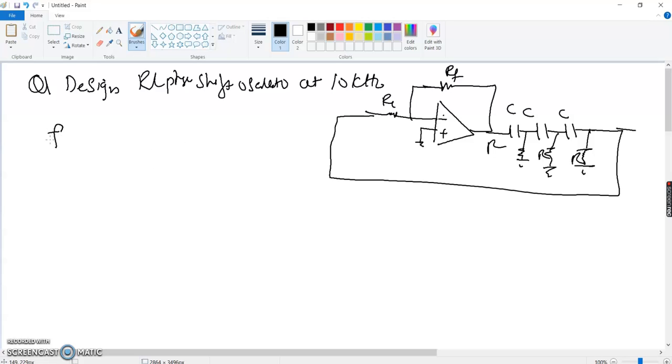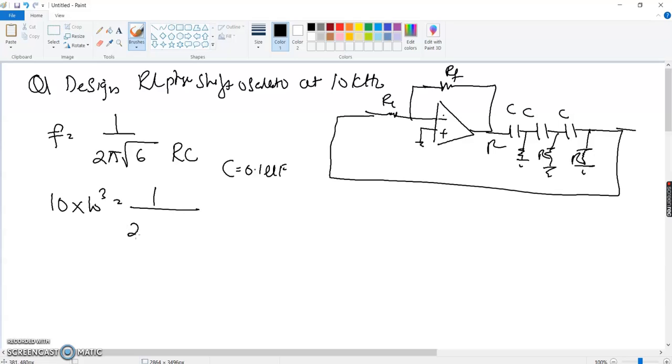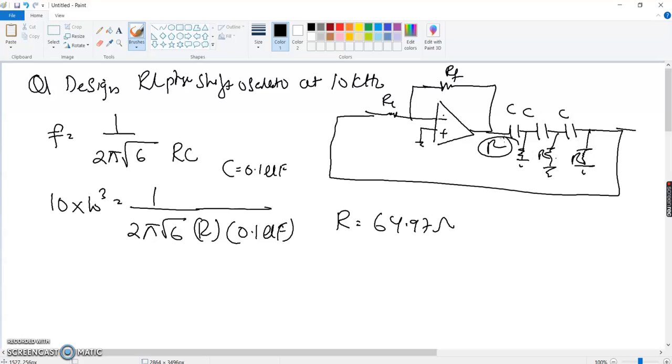The formula that I'm going to use is frequency equals 1 over 2 pi root 6 RC. Now again, like always said, you can fix the value of capacitance. I'm going to assume that capacitance is 0.1 microfarads. So my frequency is 10 into 10 power 3 because it's kilohertz, equals 1 divided by 2 pi root 6, resistor I don't know, and for the capacitor I'm going to use 0.1 microfarads, right? When I solve it, the value for resistance turns out to be 64.97 ohms. So all of these resistors are 64.97 ohms, and all of these capacitors are 0.1 microfarads, right?